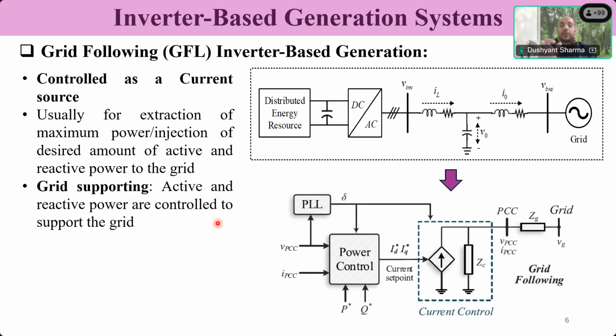Sometimes we may have a fixed set point P star, Q star. Sometimes we may have a DC voltage set point VDC star and Q star, or sometimes the P star, Q star can be a function of the grid frequency and grid voltage. Basically, it's called a grid support function. That means if the grid frequency is coming down, then you inject more power to support the grid. If the grid voltage is coming down, you inject more reactive power to support the grid. So then P star, Q star also become variables of the grid condition. Such inverter control is called grid supporting control.